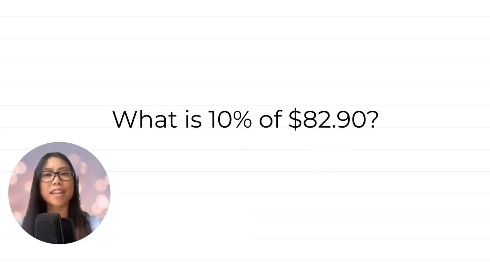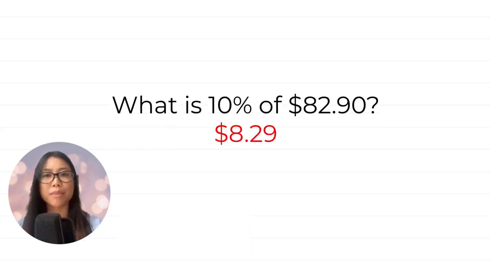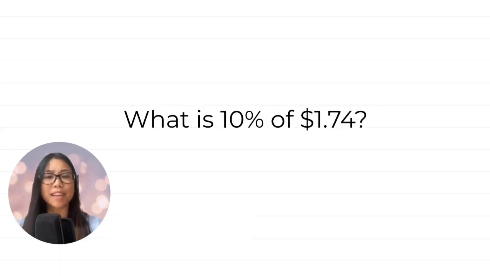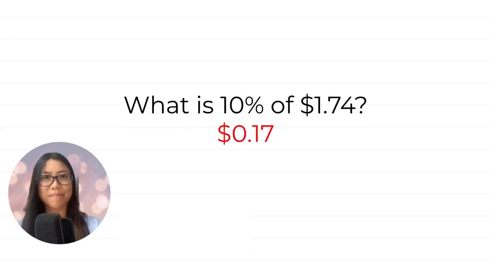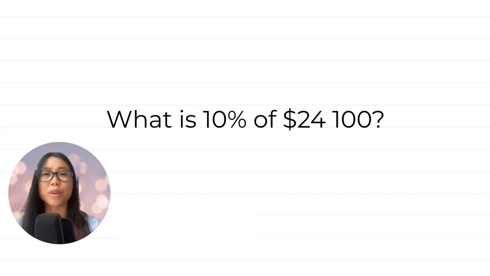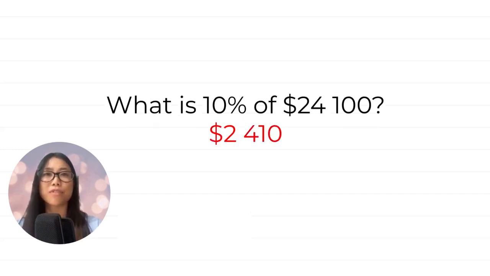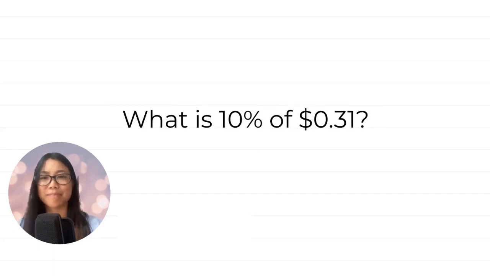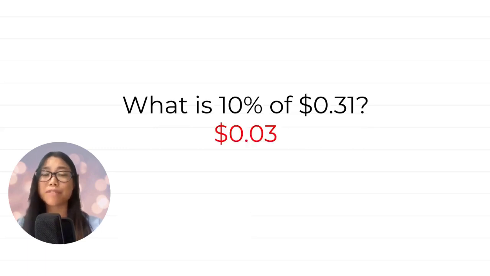What's 10% of 8290? Moving the decimal place over to the left one, we get 829. What's 10% of $174? $17.40. 10% of 24,100, that's going to be 2,410. 10% of 31 cents, well, moving the decimal place over by one, we're only left with 3 cents.